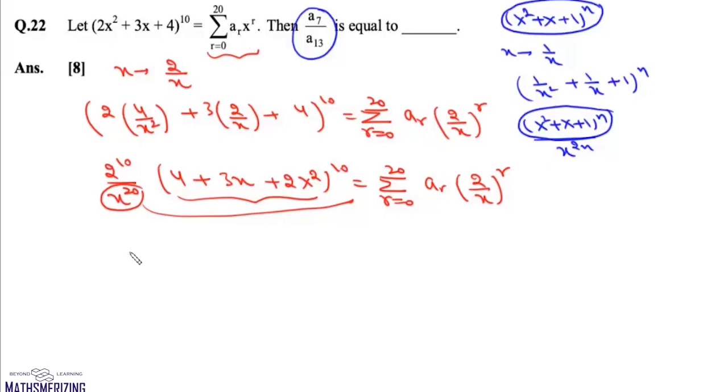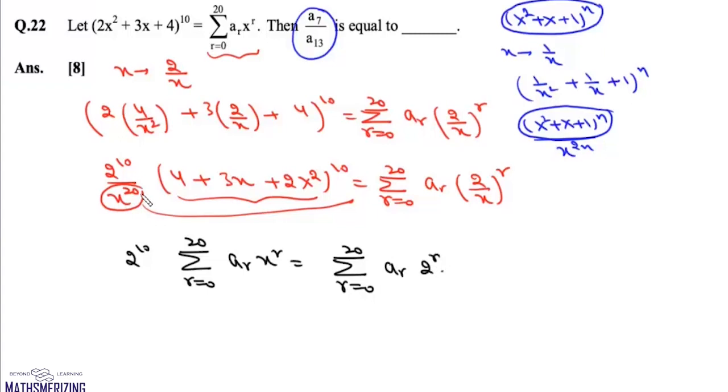So we'll express this as 2 to the power 10 into the summation r varies from 0 to 20 A_r x to the power r, and on the right hand side we can write this as the summation r varies from 0 to 20 A_r. Now we'll separate this 2 to the power r, and here it is x to the power 20 upon x to the power r. So it will be x to the power 20 minus r. Now the series on the left hand side is the same as the series on the right hand side.